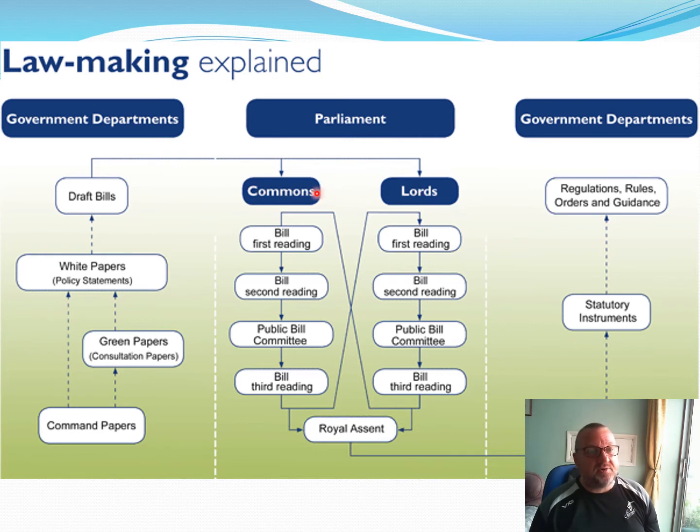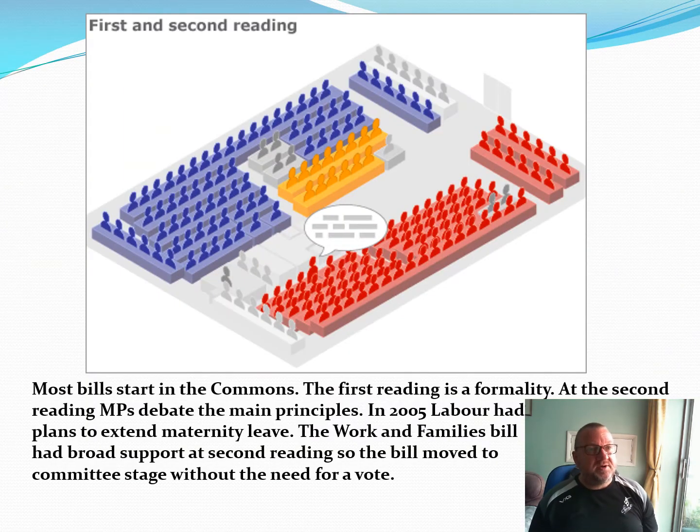Either House of Commons or Lords, and then it goes first reading, second reading, committee stage, third reading, royal assent. Once it's gone through twice, so House of Commons, House of Lords, royal assent, or House of Lords, House of Commons, royal assent. I wouldn't worry too much about this section because basically once it's been signed with royal assent, it has become law. So let's go through this.